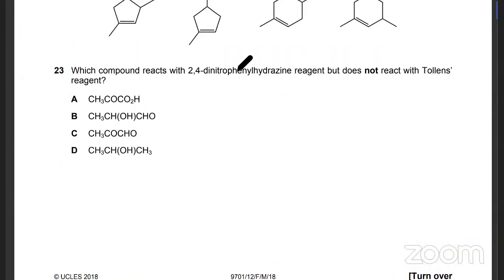As the next one, which compound reacts with 2,4-DNPH reagent but does not react with Tollens' reagent? Who reacts with 2,4-DNPH? Aldehyde, ketone, carbonyl. And who does not react? So it's basically a ketone he's talking about. So which one is a ketone out of all of these? Both A and C have ketones, but C also has an aldehyde, so it will also react with Tollens' reagent. So C can't be the right one.